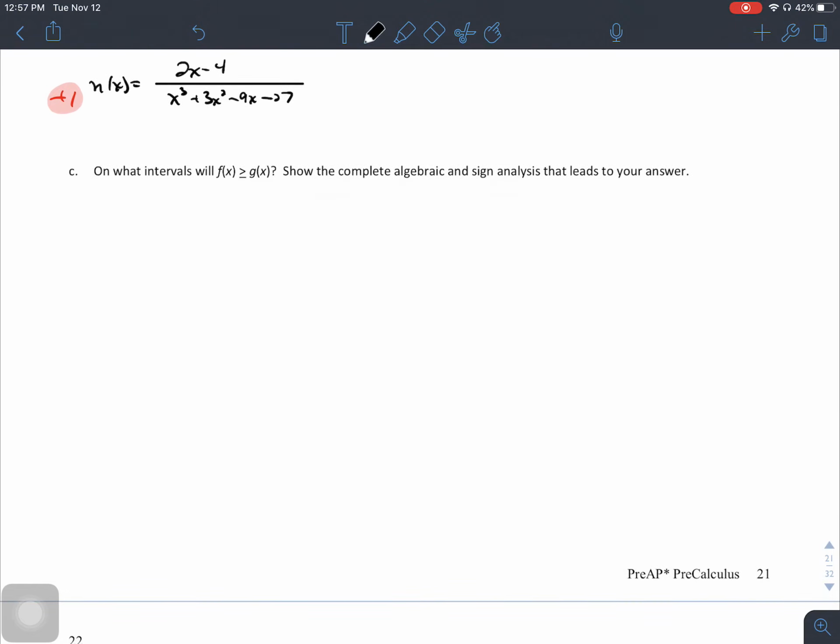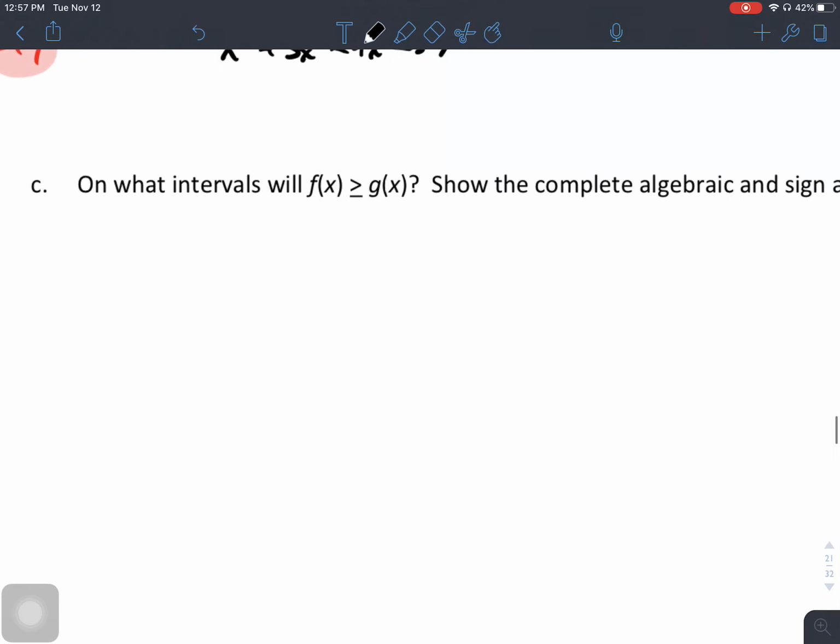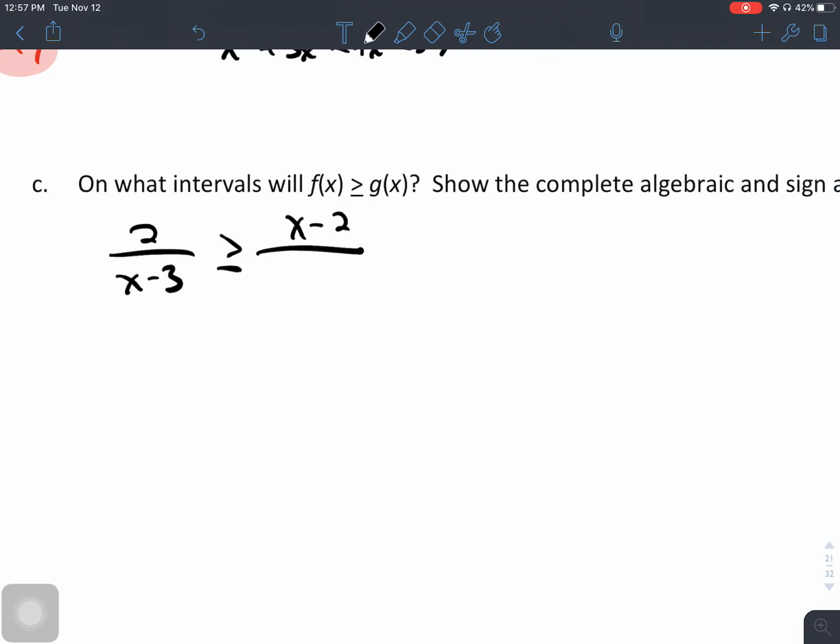C. On what intervals will f of x be bigger than or equal to g of x? Show a complete algebraic and sign analysis that leads to your answer. So we're going to have to take f of x, which is 2 over x minus 3, and say it's greater than or equal to, and we get x minus 2 over x squared minus 9.